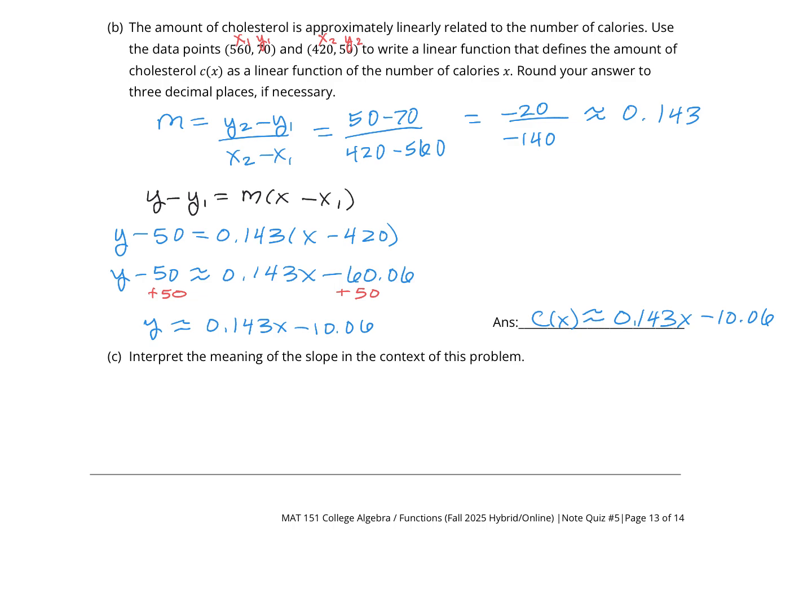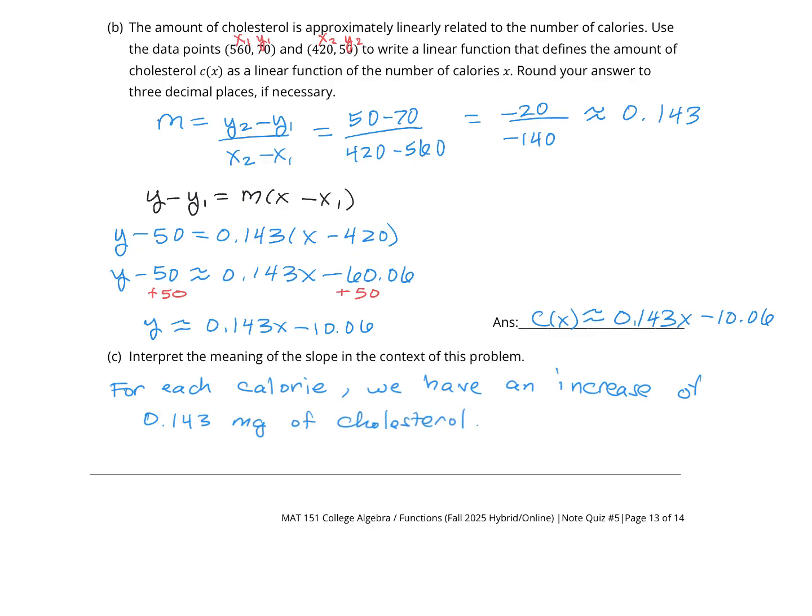Okay, next up, they want us to interpret the slope. Well, the slope is going to be thought about as, again, change in y over change in x. So that's the change in the milligrams of cholesterol over the change in calories. So one way to word this would be for each calorie we have an increase of 0.143 milligrams of cholesterol. And again, there's a whole lot of different ways to phrase that, but that's probably the simplest way to do it.